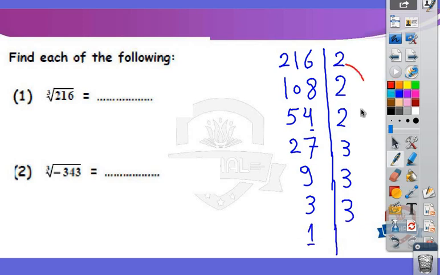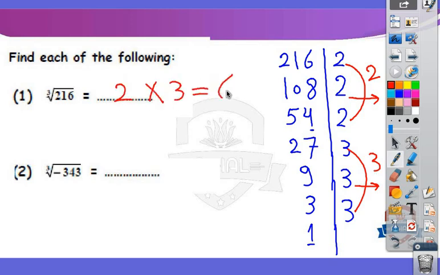We will take just one 2 from three 2s, and just one 3 from three 3s here. And multiply 2 by 3. It will be 6. So the cube root of 216 will be 6, because 6 by 6 by 6 is 216.